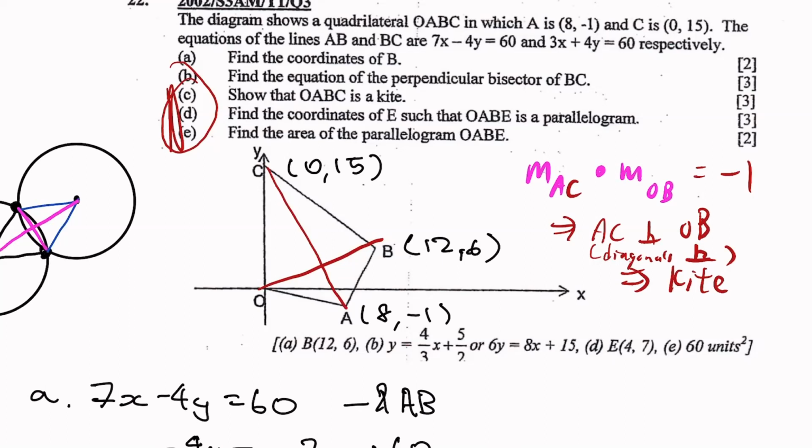Then that's part C. I'll leave it to you to find the gradient of AC and the gradient of OB. Confirm that multiplying will give you -1. Now part D. Find the coordinates of E such that OABE is a parallelogram.